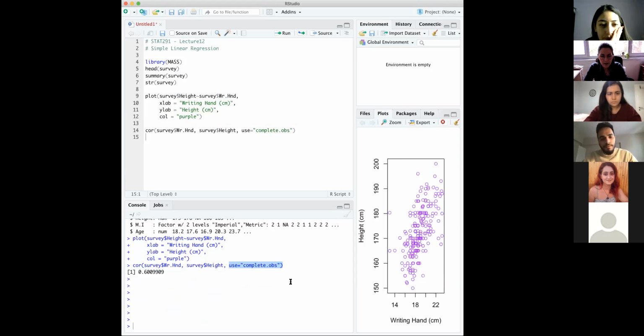Do you have any guess? Because we have NA values. Yeah, and because there may be some NA values in this vector, we have to specify an optional argument in here. That means the calculated statistics take into account only those observations in the pair of your variables where neither element is NA, okay?